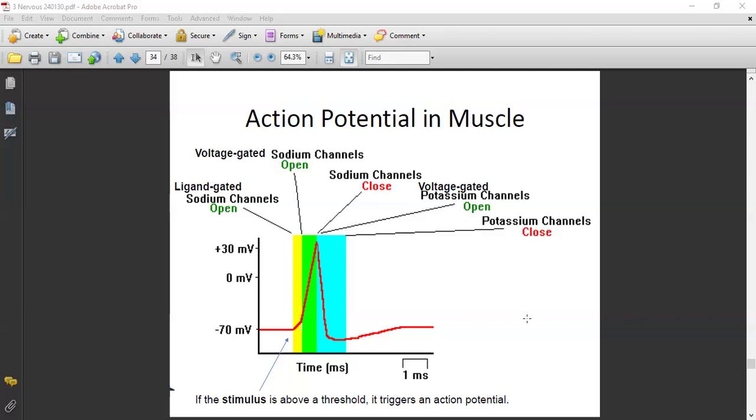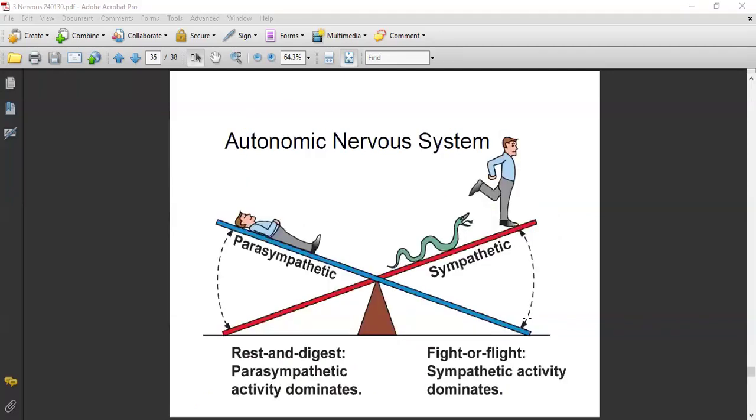The next one, we are going to talk about the autonomic nervous system. But let's take a break, and then we come back for the autonomic nervous system.